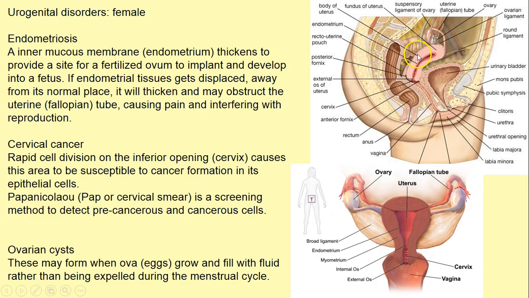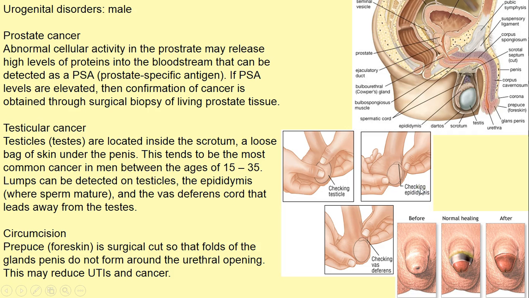If we look to the right, there's the uterus, the lining, the endometrium. Every month, in the menstrual cycle, this thickens and prepares for implantation. But if it's displaced into the uterine tube, fallopian tube, same thing, it continues to thicken, but now we have an obstruction. Cervical cancer is in this region of rapid cell division near the tip of the uterus, and that's why we do a pap smear or cervical smear to look for those cancerous cells that may develop. Ovarian cysts are sometimes just eggs or ova that fill with fluid and collect in this area, and there may be many of them. It doesn't always mean there's cancer going on.